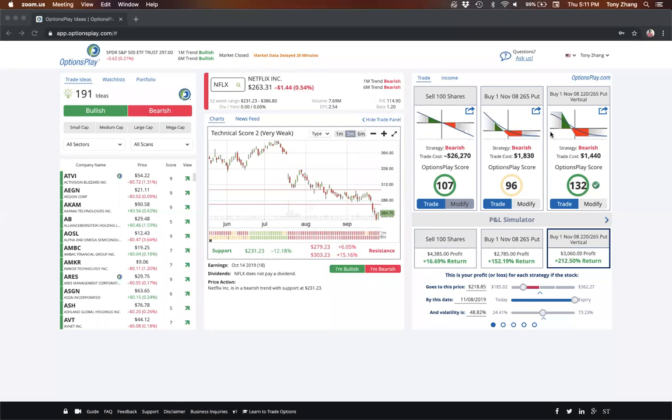Am I hearing this right? The OP technical score is relative strength. Yes, the OptionsPlay technical score is a measure of relative strength.